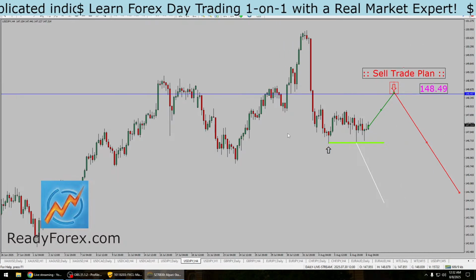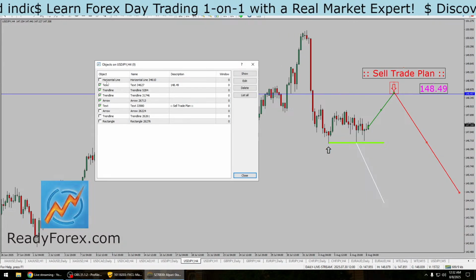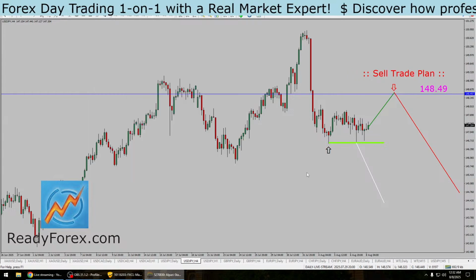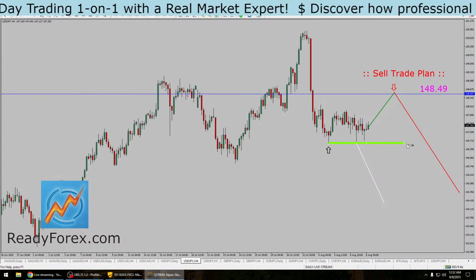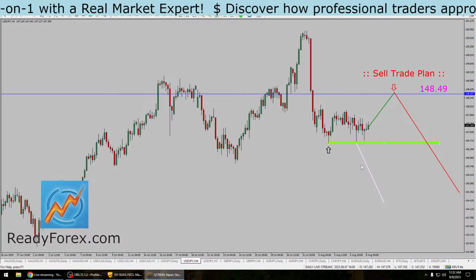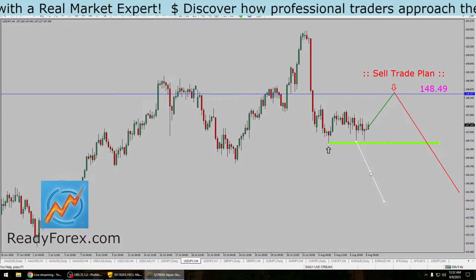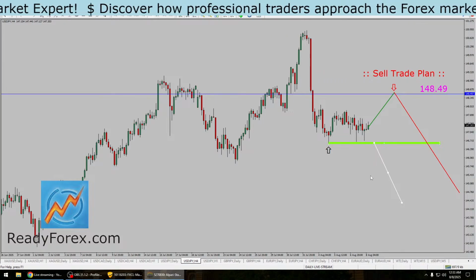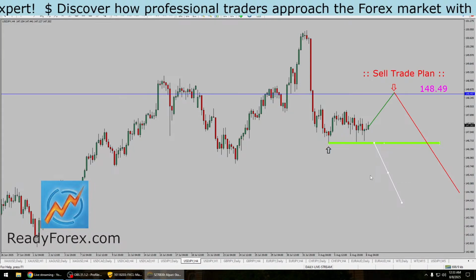The second idea is we have this green color zone down over here, the support, and a break below this support area is going to provide us a further push to the downside. Okay. And US dollar versus Japanese yen currency pair.